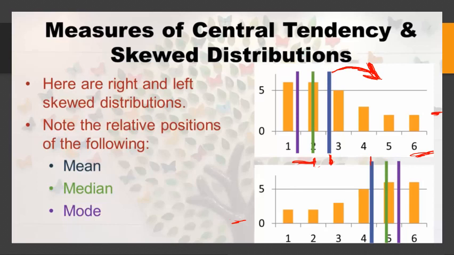So the mean will be leaning towards the area where there are maybe higher value outliers. And if there are higher value outliers, then you know that it's probably going to be a skewed right distribution, right? The opposite is true with the skewed left distribution.